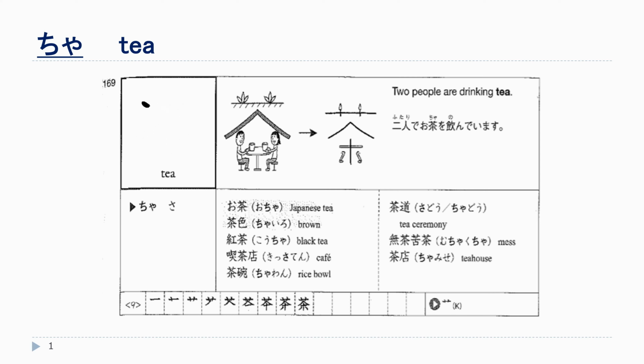So when we write this kanji, we are going to start with this radical at the top. Like I said in the last chapter, this radical usually indicates some kind of grass or plants. So tea, obviously, before we put it in our drink, is a plant. So we start with this radical.